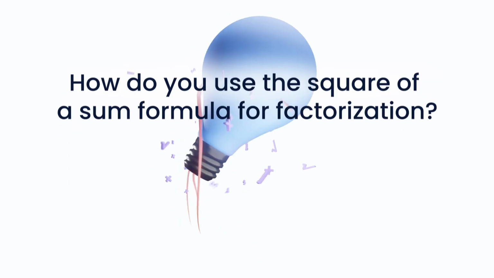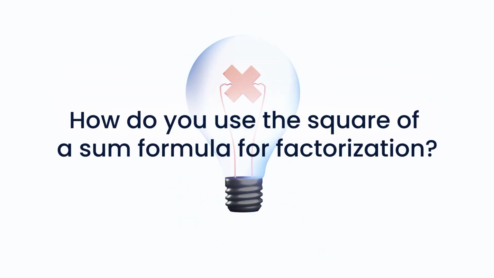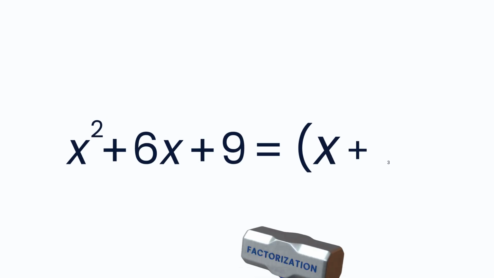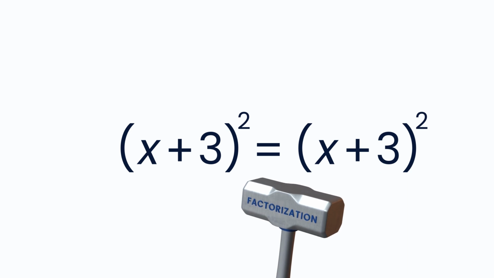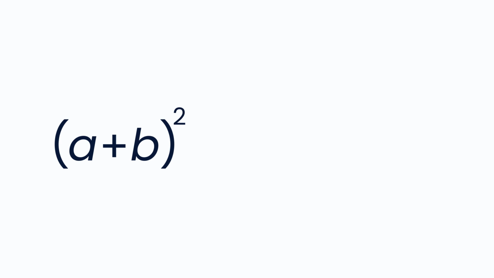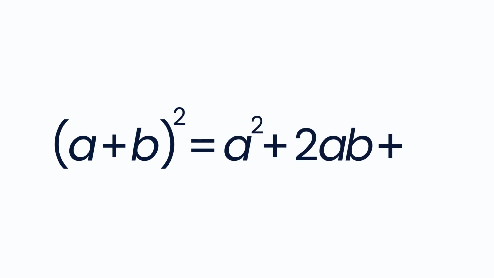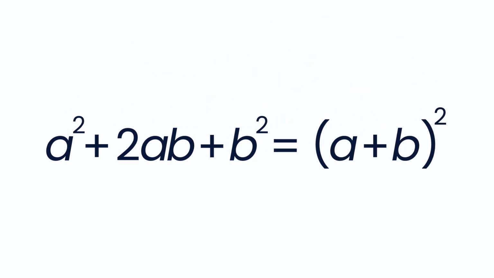How do you use the square of a sum formula for factorization? You can use the square of a sum formula to factorize a particular type of algebraic expressions. The square of a sum formula states that the expression (a + b) squared equals a squared plus 2ab plus b squared. This means that expressions of the form a squared plus 2ab plus b squared can be factorized as the expression (a + b) squared.